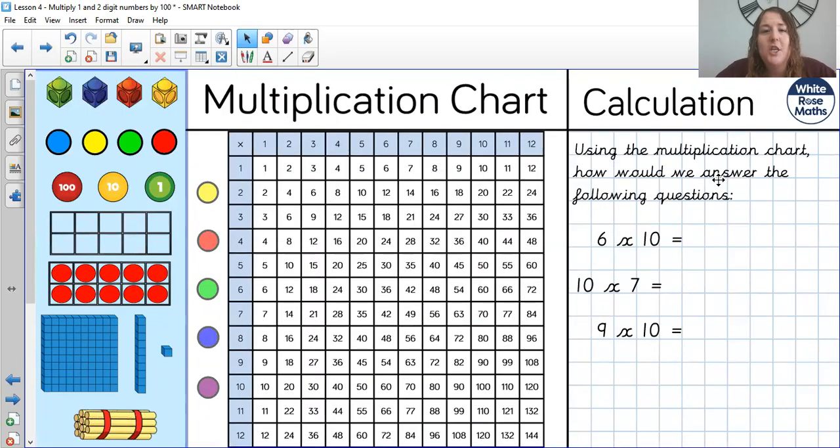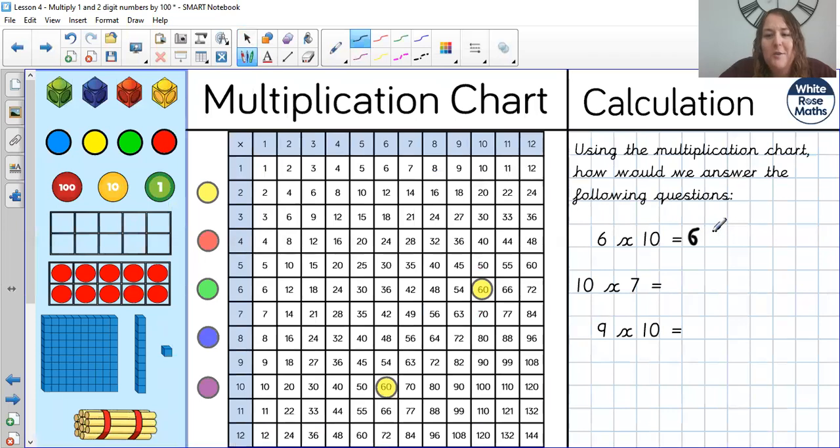So this multiplication chart we used at the beginning of this unit, and we were working out how to use it to answer these questions. So we've got 6 times 10, 10 times 7, and 9 times 10. How can we work out these using the chart? Hopefully you're going to tell me that we go to the 6 and go down to the 10th row for 60, or we go from 6 to the side along 10 for 60 here. So our answer is 60.